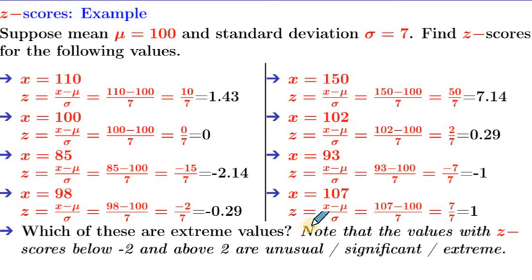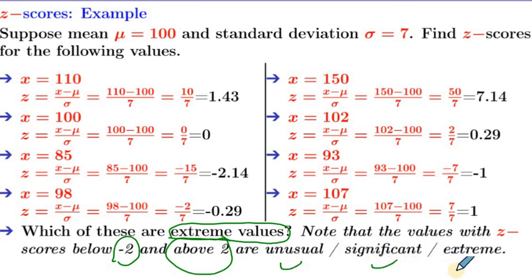So here we need to find out which of these are extreme values. Note that values with z-scores below negative 2 and above 2 are unusual or significant or extreme. Okay, so now we have to go back and look at these values.